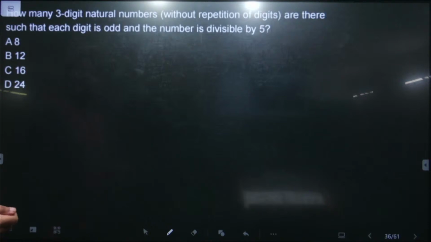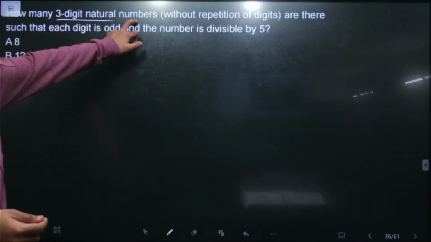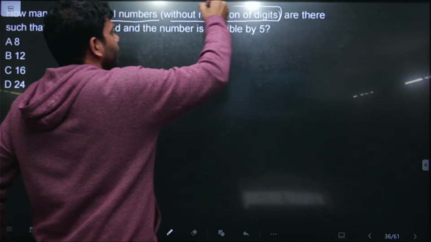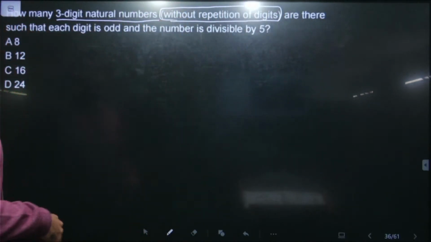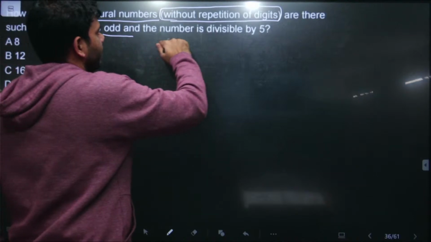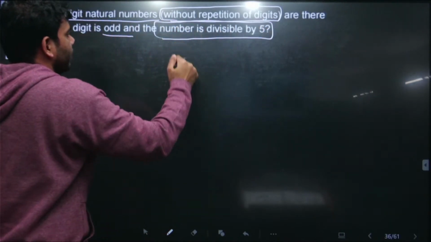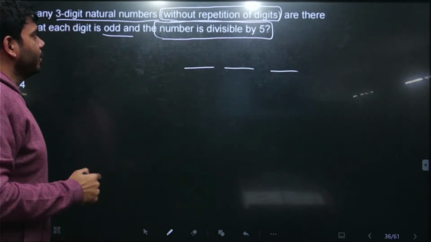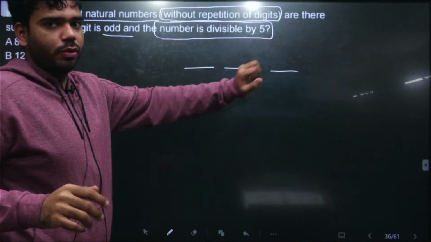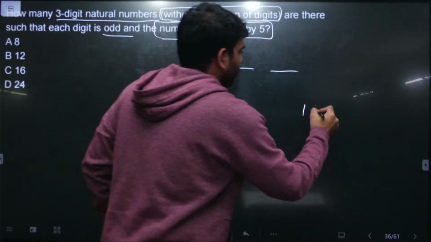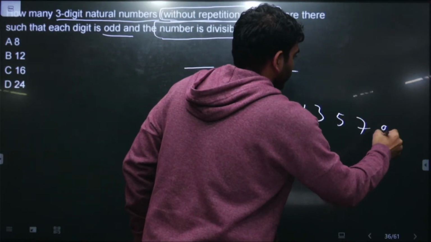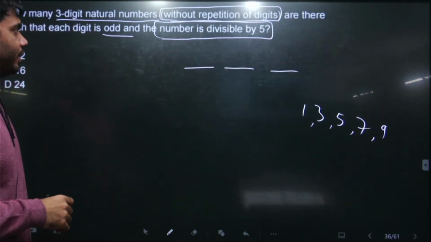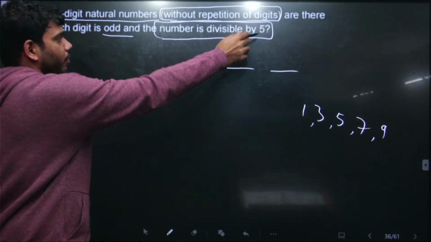So next question is, how many 3 digit natural numbers without repetition of digits are there such that each digit is odd and the number is divisible by 5? So be very careful with these things. One, we have to find a 3 digit number without repetition of digits, and the other thing is that each digit of the number should be odd. Odd digits are 1, 3, 5, 7, 9. These 5 digits we have to use to form this 3 digit number, and this should be divisible by 5.